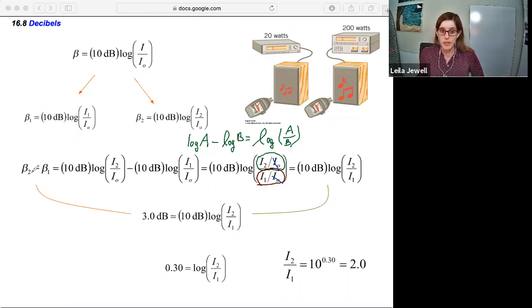The difference in beta is 93 minus 90, so that comes out to 3 decibels. So we can divide by 10, and we get 0.3 is equal to log the ratio of intensities. And this is where, once again, we could raise both sides to the 10 power to cancel out the log. So we get I2 over I1 is 10 to the 0.3, which comes out to 2.0. So that's another way to think about logarithms.